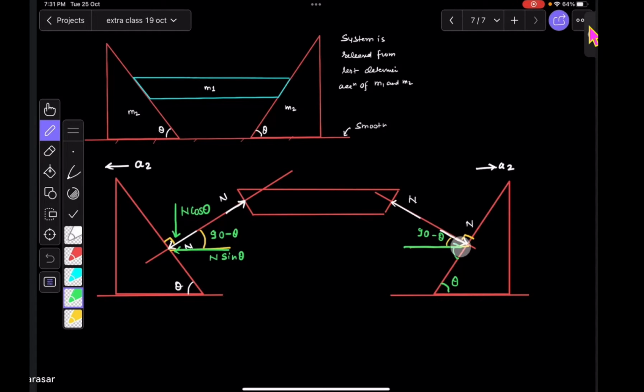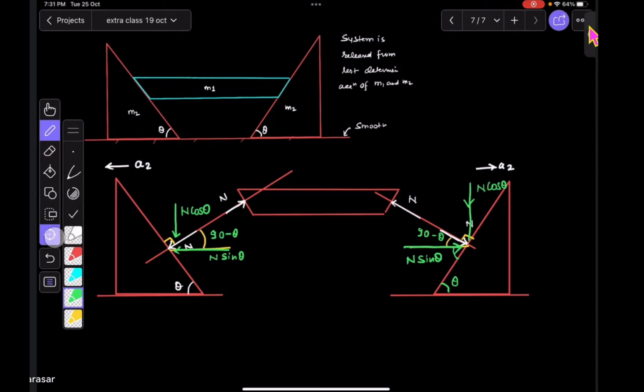The component of the normal contact force along the horizontal direction will be N sine theta, and one will be N cos theta downwards. All of you are getting the free body diagram? No issue with that? Those who have joined late, do you want me to explain this thing? So one thing, okay, I'll tell you.